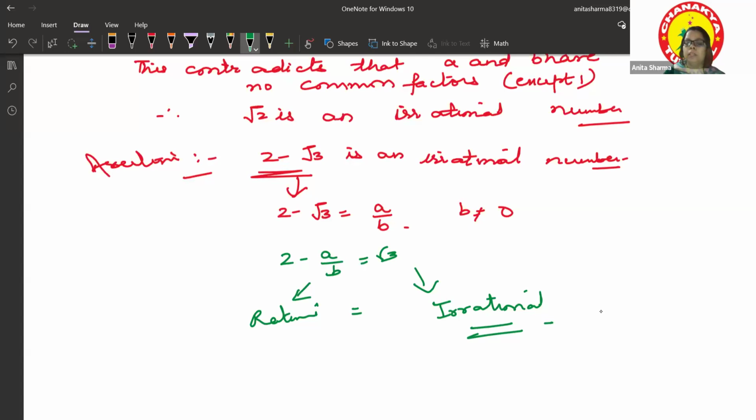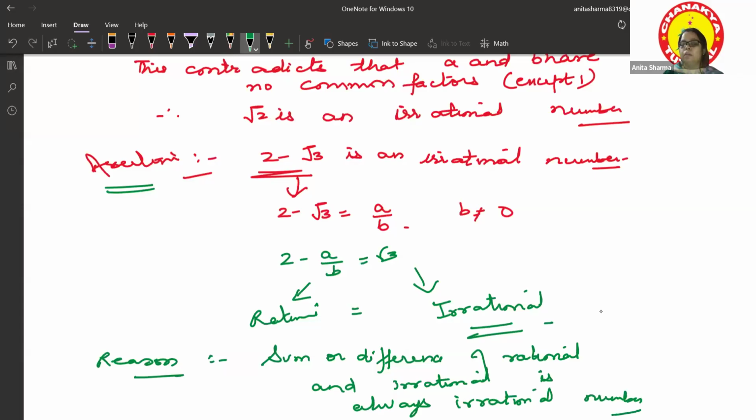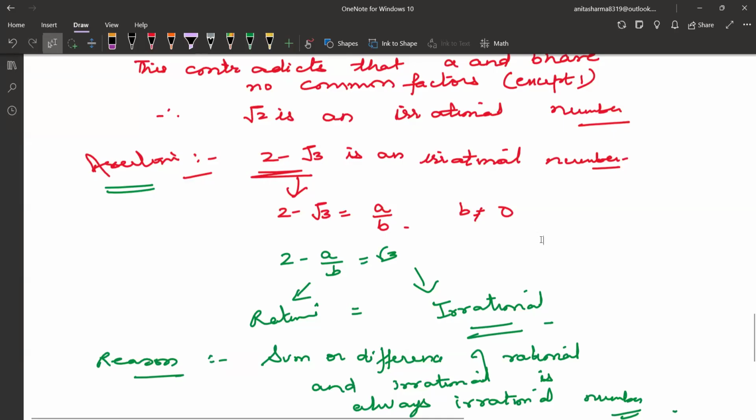So the assertion given here is that 2 minus root 3 is an irrational number. And what is the reason they are giving behind it? That the sum or difference of a rational and an irrational number is always an irrational number. So is it correct, beta? The reason given for the assertion, is it correct? Yes, ma'am.